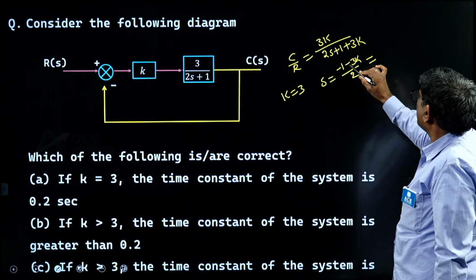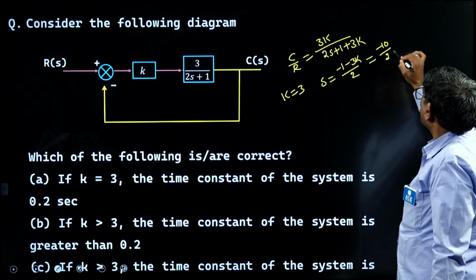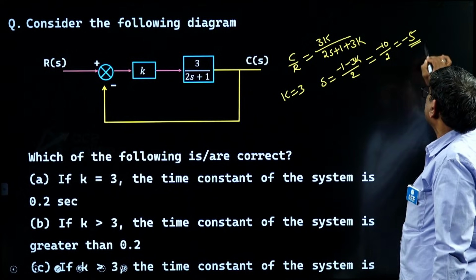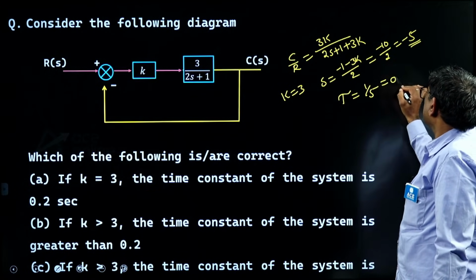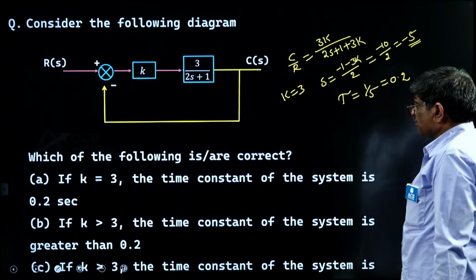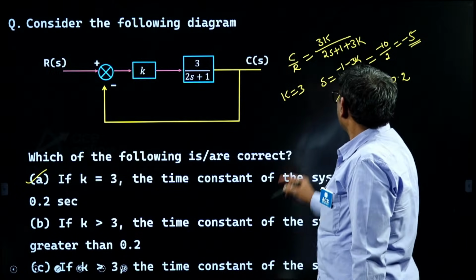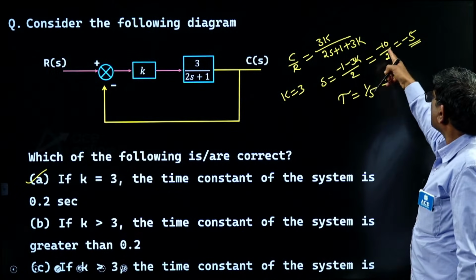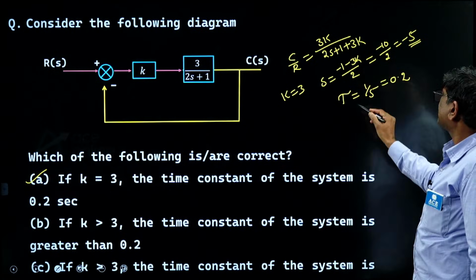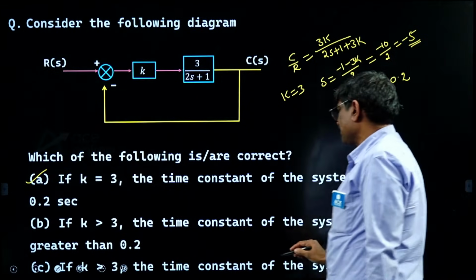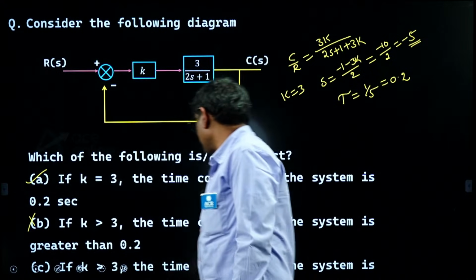K equal to 3 means what you are getting? -10 by 2, no? That means -5 is the pole location. Then the time constant becomes 1 by 5, that means 0.2. So when K equal to 3, the first one is correct. K greater than 3, then automatically this value shifts still further left. The time constant becomes lesser, not greater. That means this is wrong. This is correct.